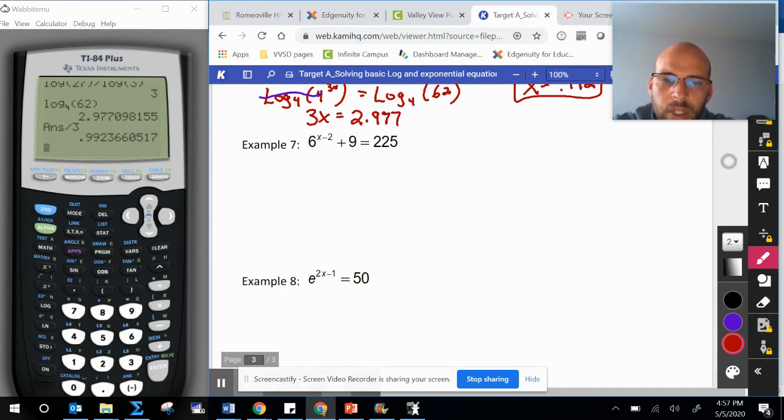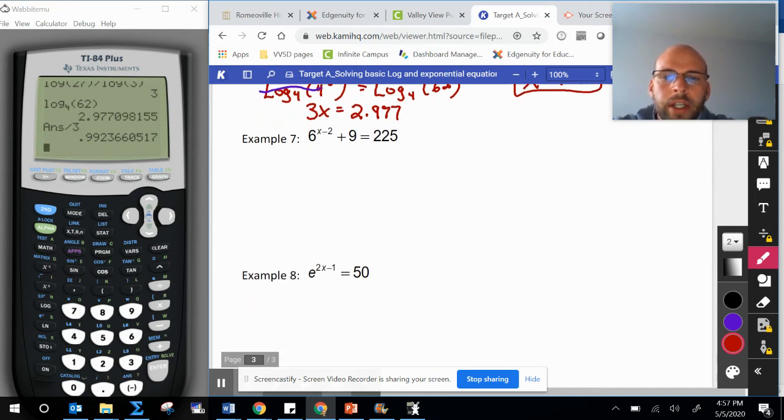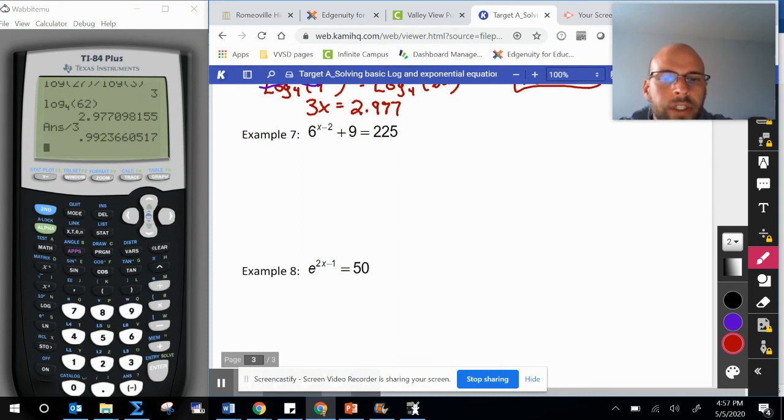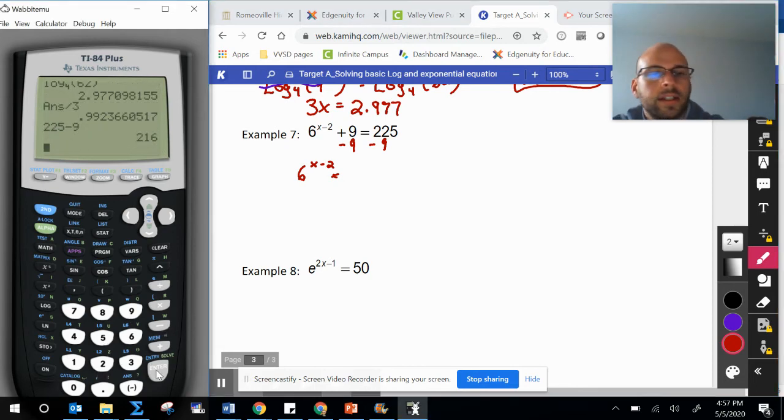Okay, so 2 more. Okay, you can see them right here. Feel free to pause the video if you need to. So I'm going to do the same steps. I'm going to subtract the 9. So I get 6 to the x minus 2 is going to be equal to, let's see what that's going to be. 225 minus 9 is going to be 216.